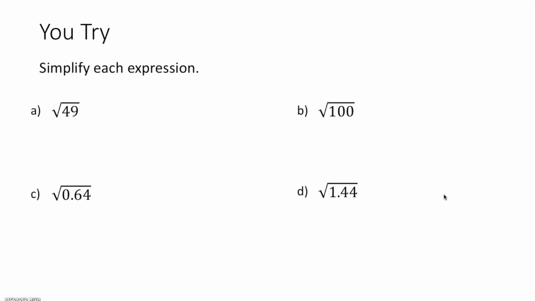You try. Okay, the square root of 49. So 49 is equal to 7 squared. We then can cancel out the radical and the square. We're just left with 7.